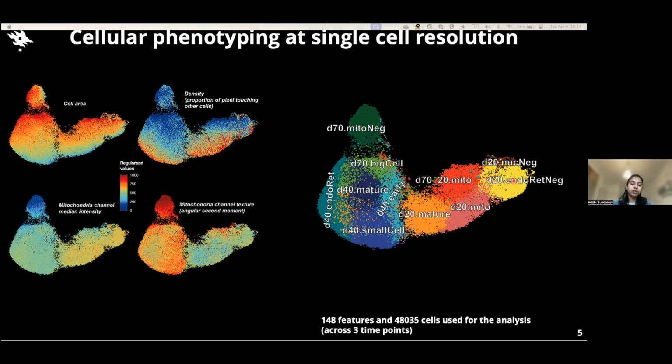And what you can see already by eye is that there's this trajectory that goes from the day 20 cells via the day 40 towards the day 70, along that path. And another thing you can very quickly see is that the mitochondrial channel actually tags this trajectory very well. And this makes a lot of sense. We know that the mitochondria are extremely important in developing neurons.